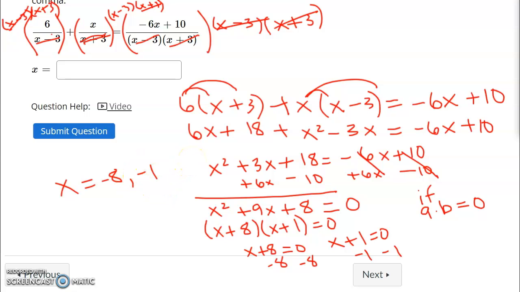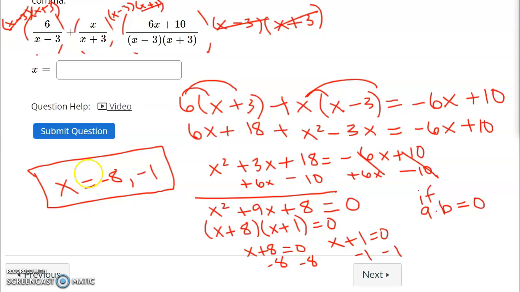Now it might feel like you're done here, but don't stop. Whenever you're dealing with fractions, you have to be careful and make sure you don't end up with any extraneous solutions. What that means is you get one of the solutions that would make the denominator 0. Well, on this one we got lucky. x minus 3, x plus 3, negative 8, negative 1, we're going to be okay. And so for this one, those will be our solutions. But get in the habit every time of checking.